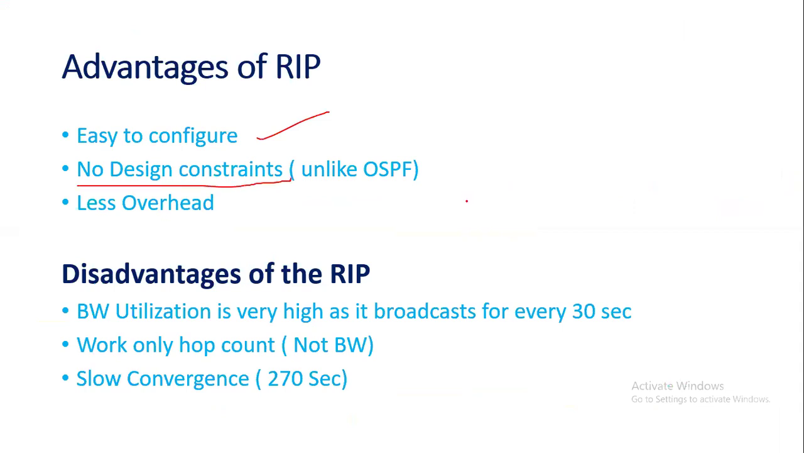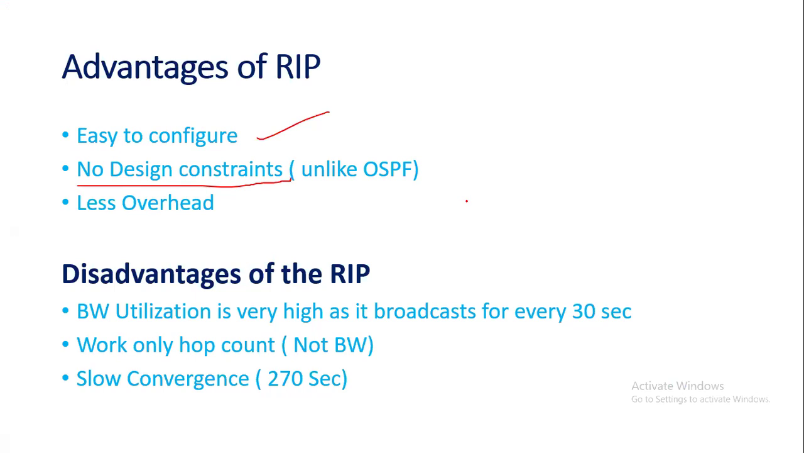That means if you are talking about OSPF, you need to design what the areas are, area 1, area 0, depending on the area that is going to do neighborship of the router.